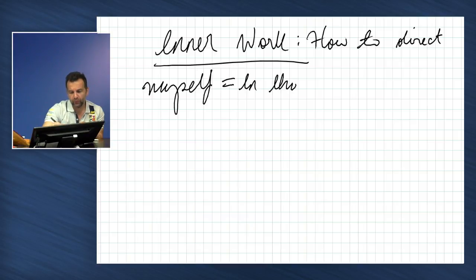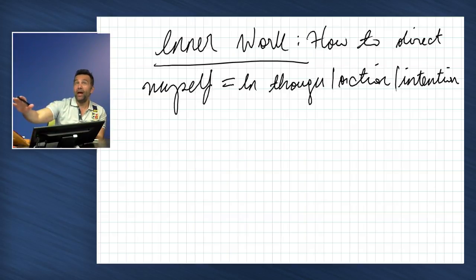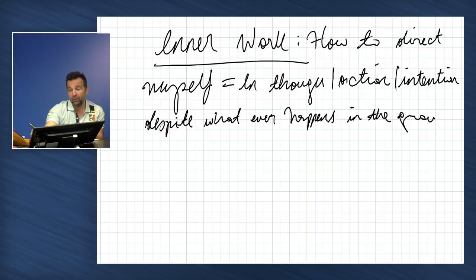In thought, action, intention, despite what happens to me on a day-to-day basis. Despite whatever happens to me, whatever I go through during the day, whatever happens in the group or outside of the group for that matter. Okay? Because yep, it's a bumpy road. And sometimes we'll have bumps, and we should, because if we don't, we don't develop.